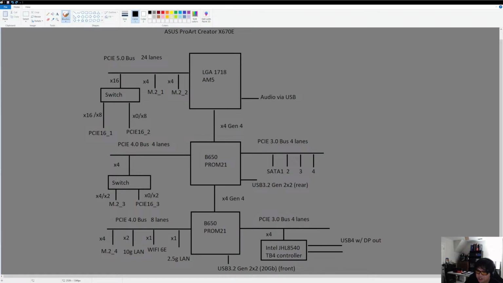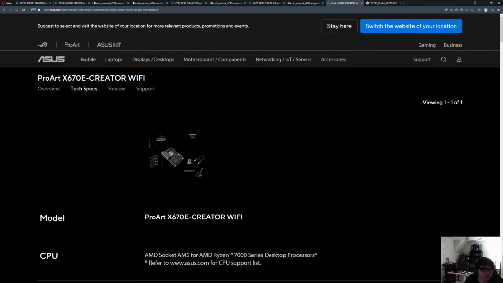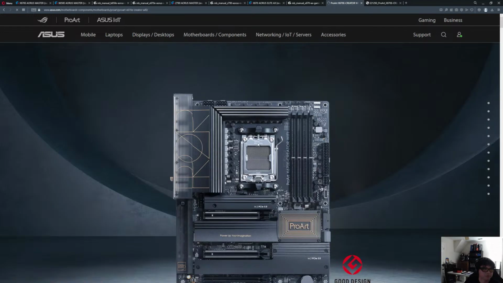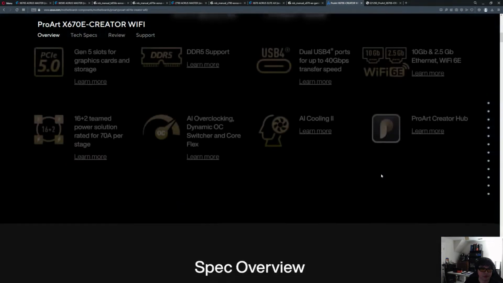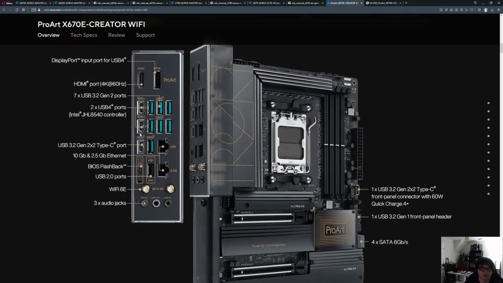So now we can actually go look at the motherboard itself on the product page. Where is this thing? Okay. So let's bring this back up. How do I zoom into the... Alright, I want to see the back of this thing. Okay, so right here.